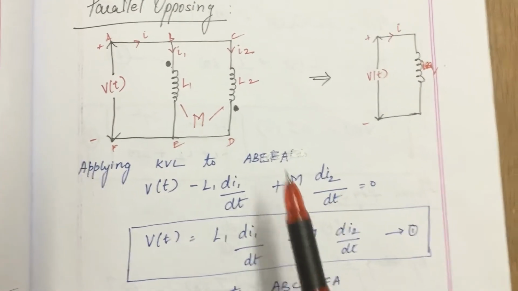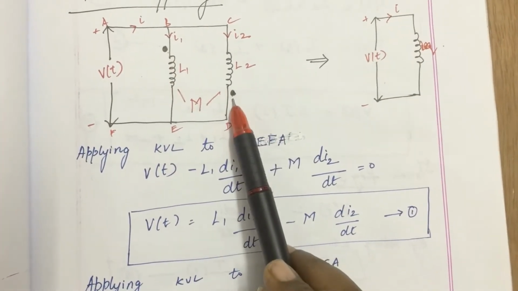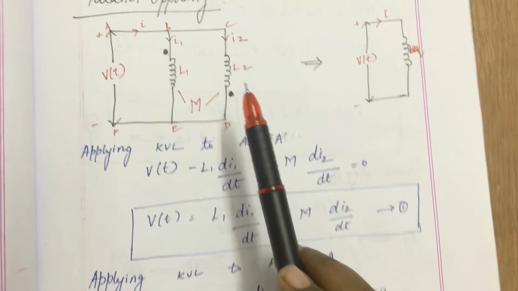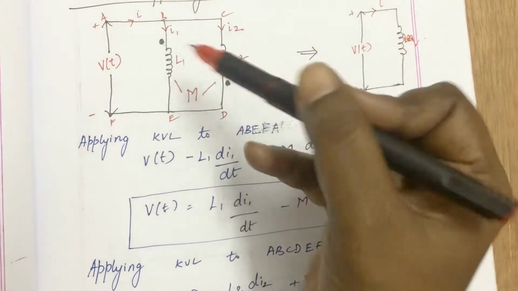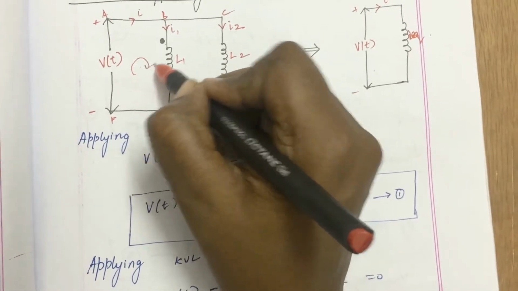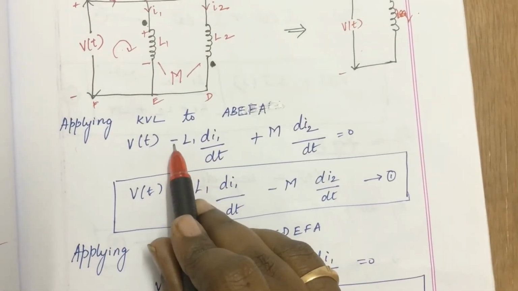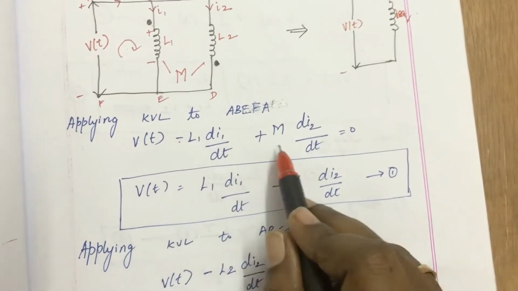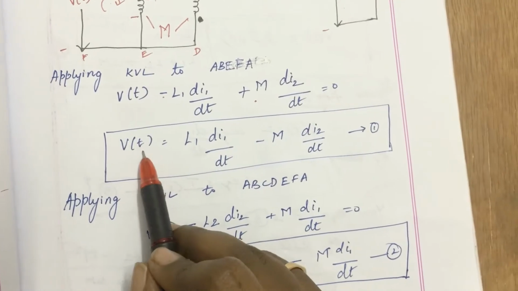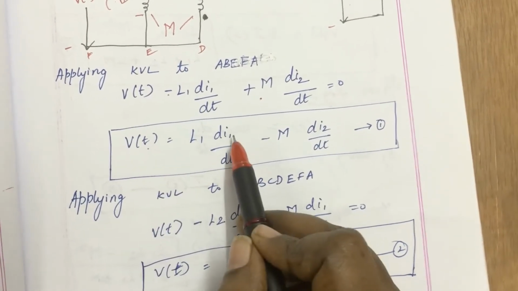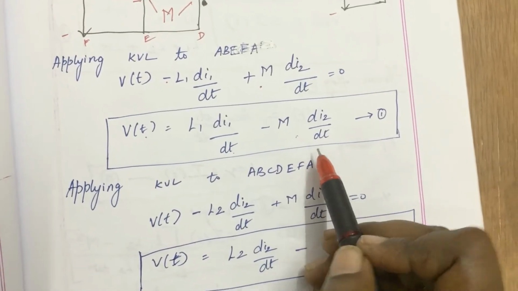How did I get my pluses? If one dot is at the entry and one is at the leaving, by the dot rule, both L and M will have opposite signs. So if L, according to the KVL current direction, is plus, then M will get a minus sign. So from this equation, I am going to find V of t is equal to L1 di1 by dt minus M di2 by dt.